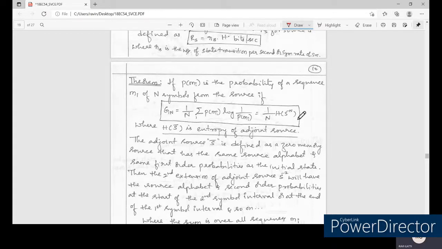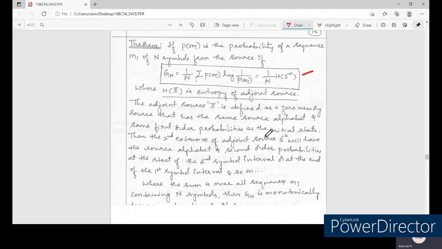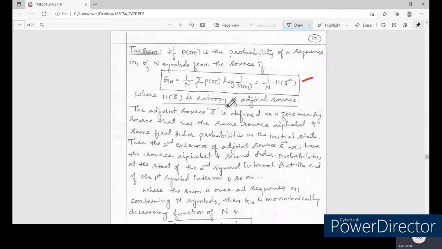Now you can see here, if P of mi is the probability of the source symbol mi of n symbols, then this property has to hold good. How we are going to find this out, let us look at in the problem in the next class.